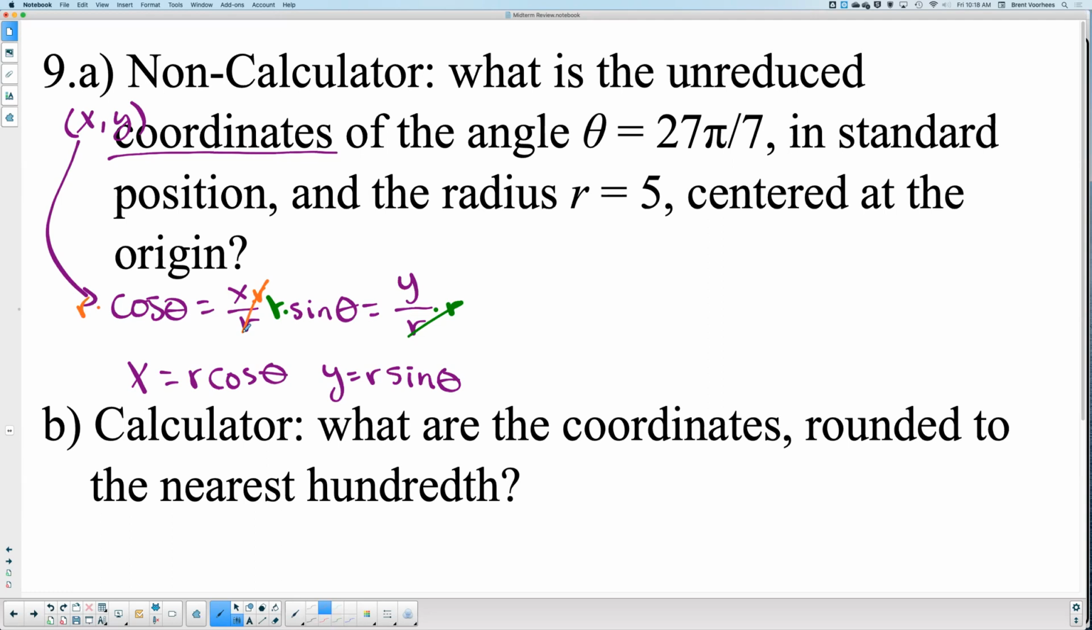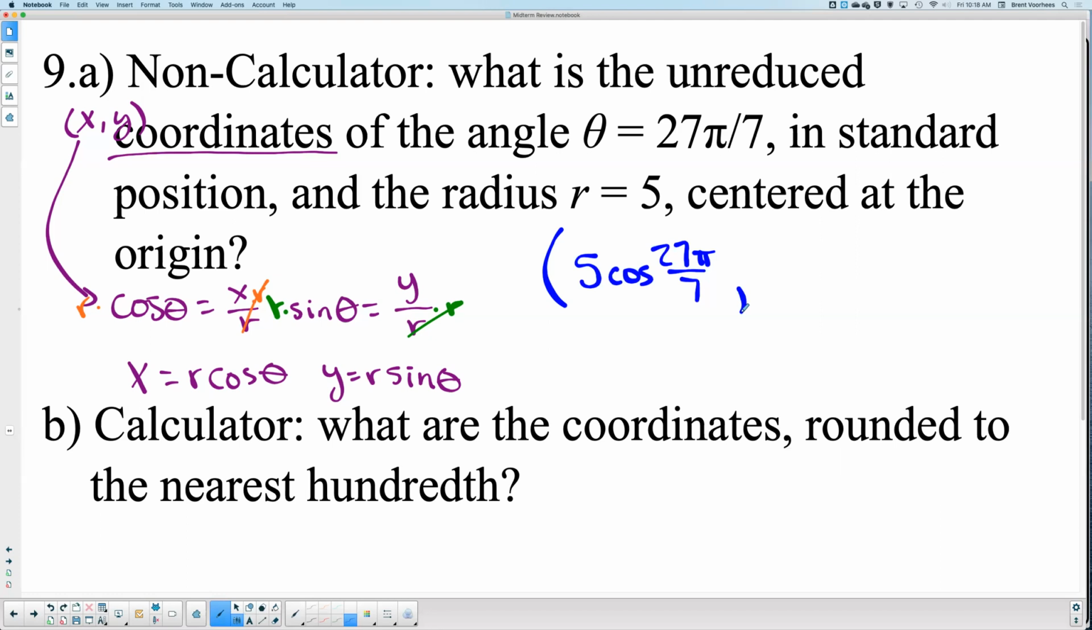It says, what's the unreduced form? So totally unreduced. What would be my X coordinate? Well, X is R cosine theta. Do we know what R is? 5. Cosine, do we know what theta is? 27 pi over 7. What quadrant would that be in?